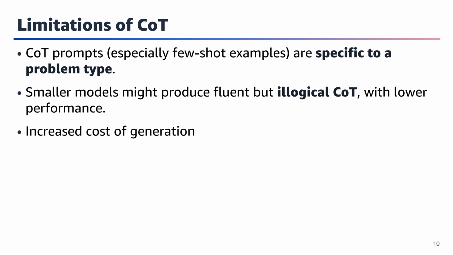Additionally, smaller language models might generate fluent but illogical chain of thought responses, resulting in lower performance compared to larger models with more capacity. Furthermore, generating chain of thought responses can be computationally more expensive due to the increased number of steps involved in the reasoning process. These limitations underscore the importance of careful prompt engineering and ensuring sufficient model capacity when employing chain of thought prompting techniques to achieve optimal results.